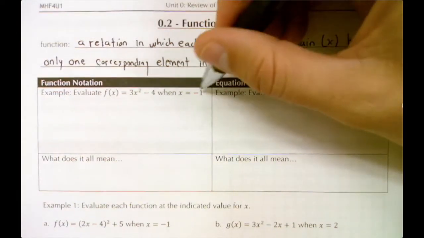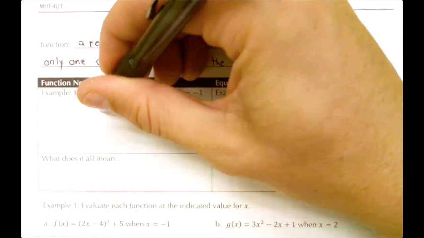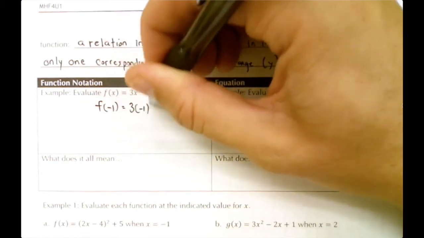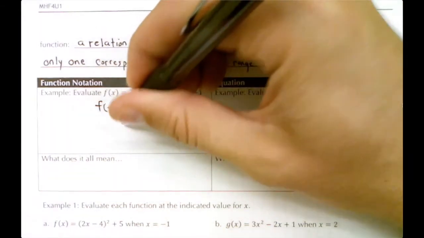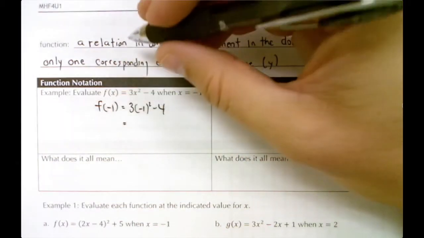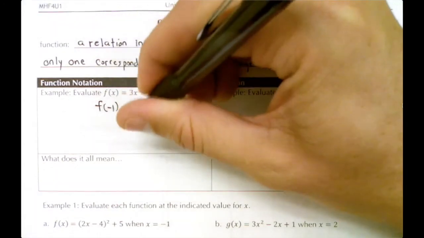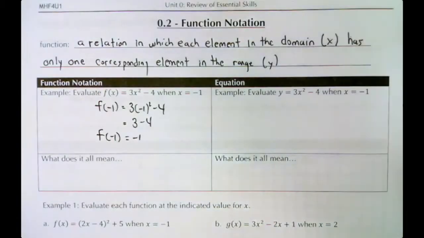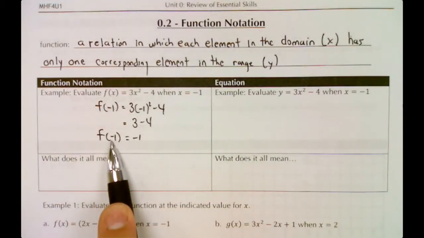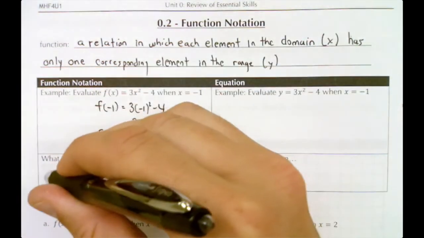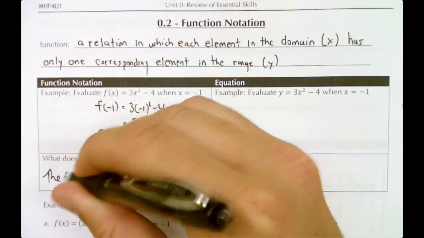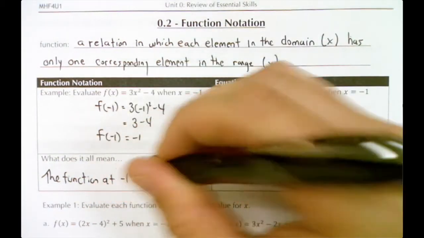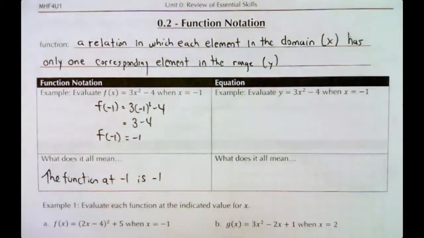When we use function notation, we replace the x with negative 1, so it looks like this. The function at negative 1 is 3 times negative 1 squared minus 4. And if we follow BEDMAS, negative 1 squared is 1. 1 times 3 is 3. Minus 4 is negative 1. So we end up with the function at negative 1 is negative 1.